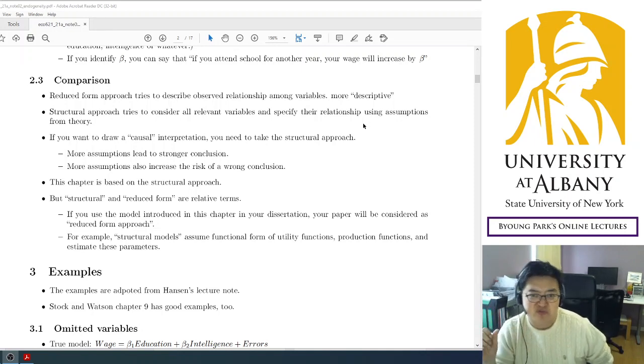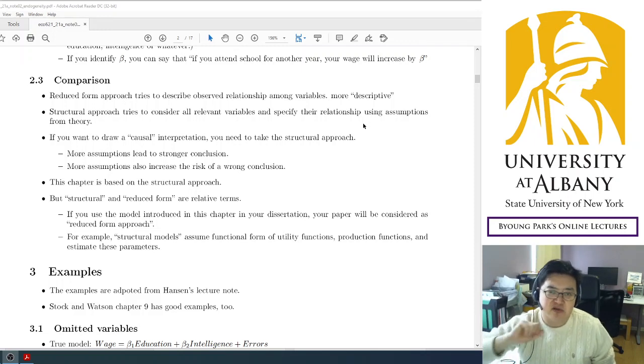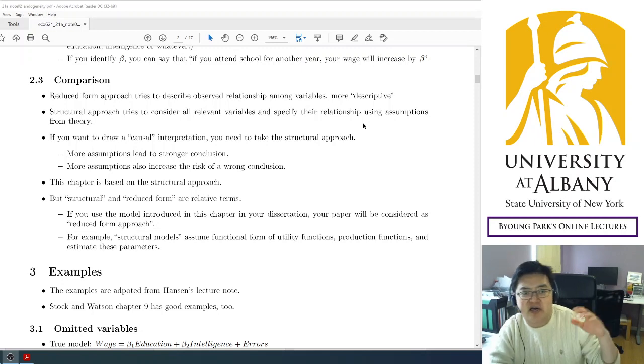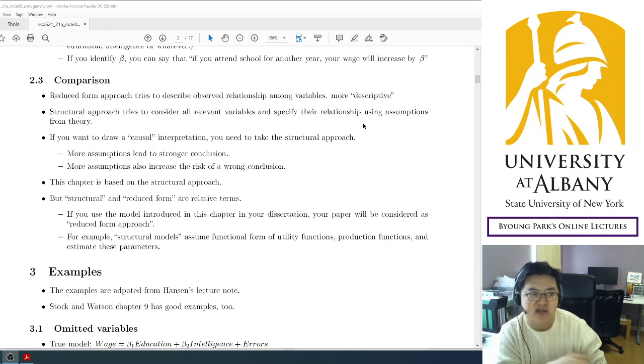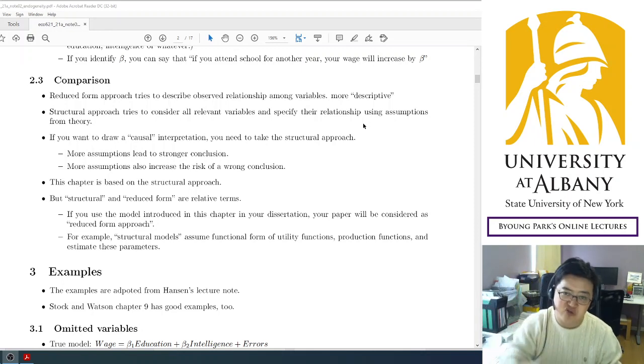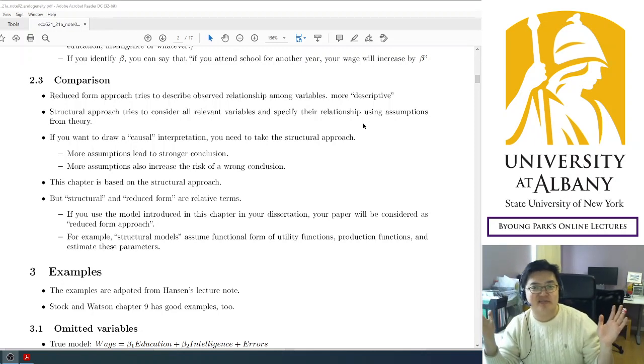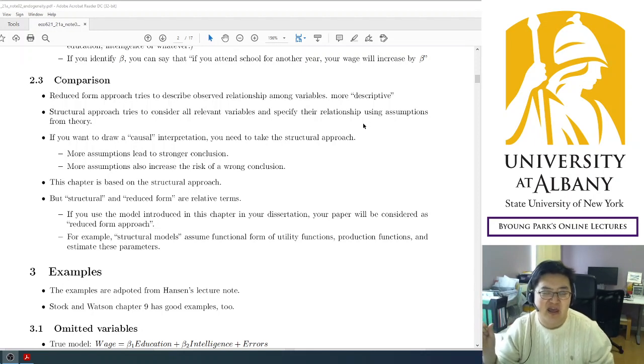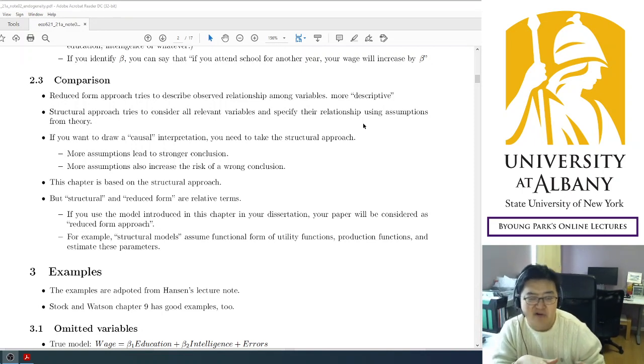Like you assume that the utility function takes a Cobb-Douglas form, and the production function takes this form, and there is how the government maximizes things, like solve those problems, and then you get equilibrium like that, and you put data onto that model. This is a structural model in the frontier of research, by researchers. But in this chapter, you are at the very basic level.